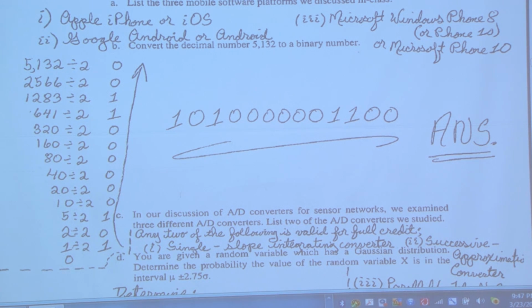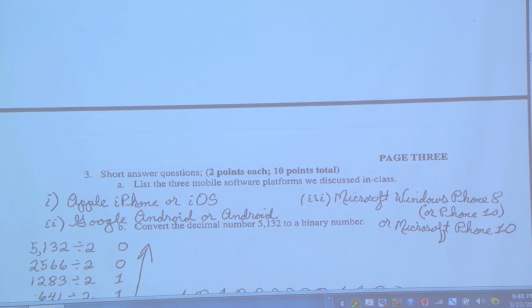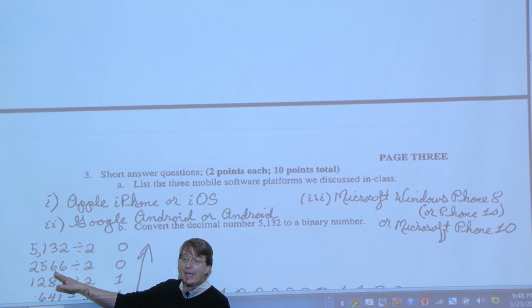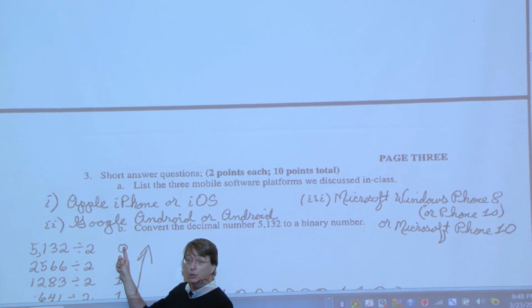So, Chris, I gave you this really big number. I must have been in a bad mood when I made this exam. Look at this, I gave you such a big number, 5,132. What do I do? Divide by 2. I get 2,566, remainder 0. Here, let me slide this down so I can point. I take the number divided by 2. This is what I get. What's my remainder? 0. Put the 0 here.